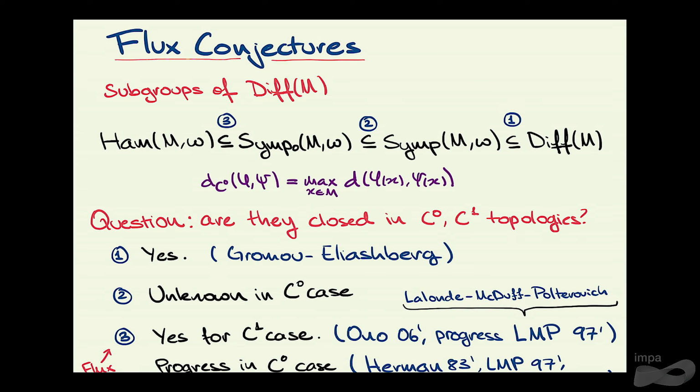Symp_0 is the path component of the identity. And Ham is the group of Hamiltonian diffeomorphisms. This was already defined, I think, in Yegor's talk, but for a fixed choice of Riemannian metric on your symplectic manifold, this induces a distance. In particular, one can define the C^0 distance on the group of diffeomorphisms just by taking the supremum of the distances between the images of the maps. We can then think of the C^0 topology as the topology induced by this distance.